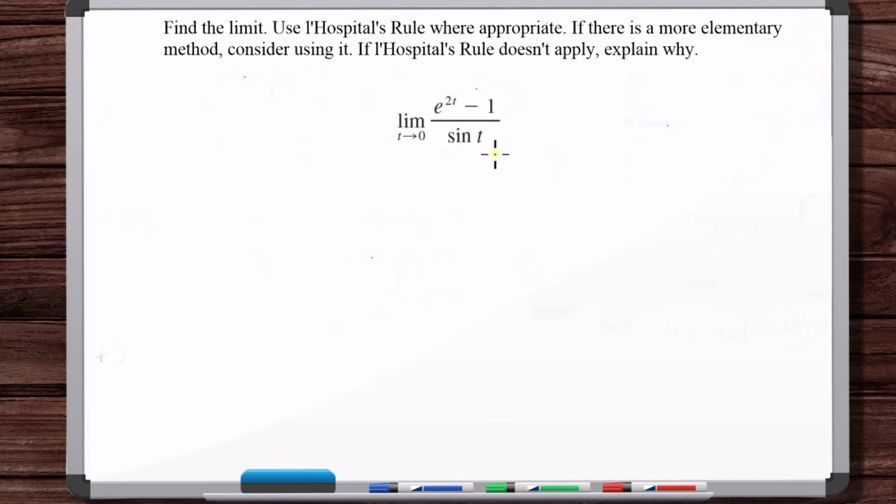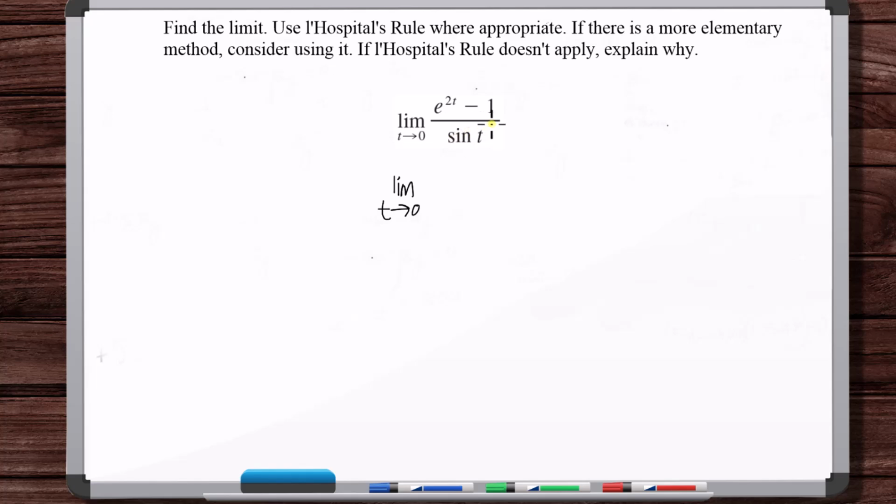If you have an indeterminate form of a limit of type 0 over 0 or infinity over infinity, where the infinities can be plus or minus infinity in the numerator and plus or minus infinity in the denominator, then you can apply L'Hopital's rule. It has to be one of those two types of indeterminate forms to apply L'Hopital's rule. We do have an indeterminate form of type 0 over 0, so let's use L'Hopital's rule.